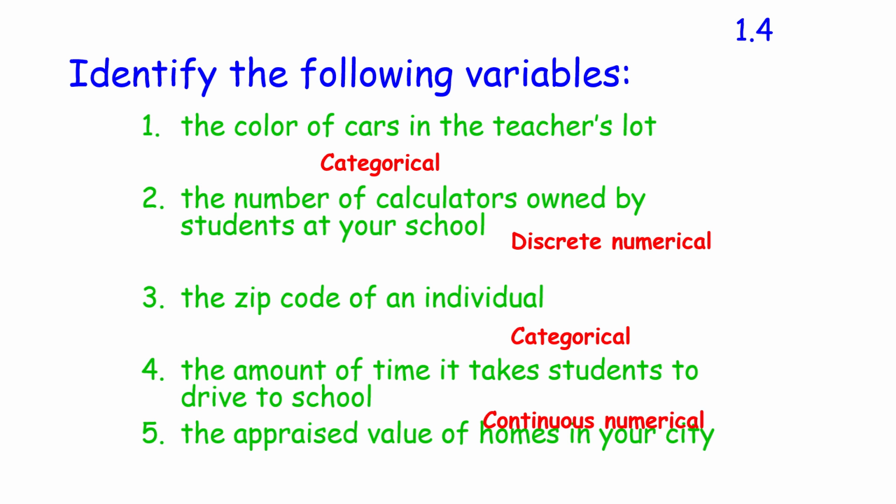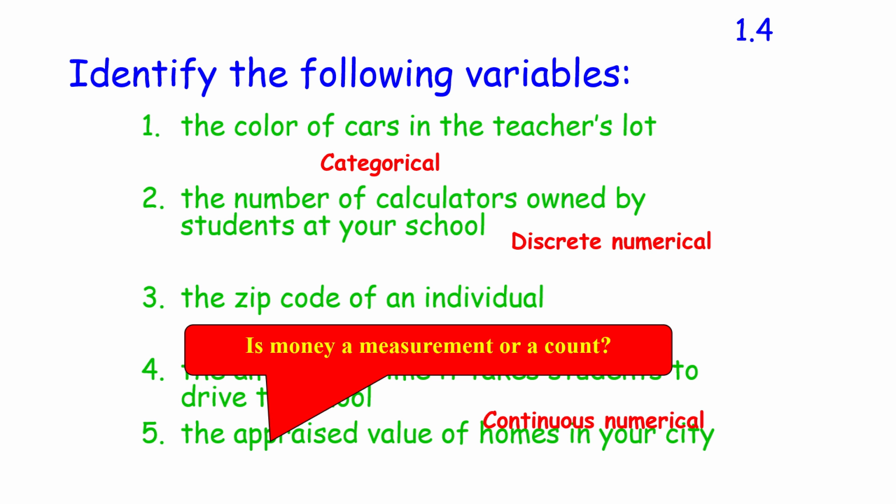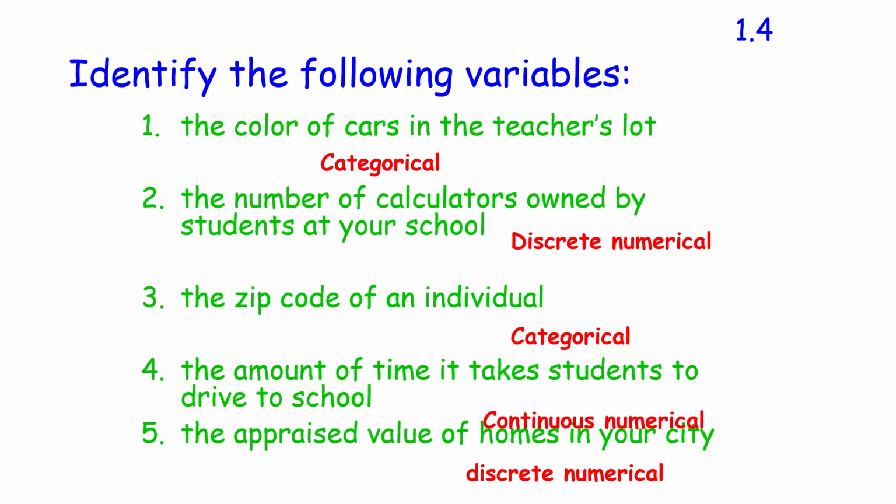Let's try one more. How about the appraised value of homes in your city? Now, appraised value means money. So is that going to be categorical or numerical? It's going to be numerical. Now, money can be discrete or continuous depending on the variable. So we need to ask ourselves, when it's talking about appraised value, is money a measurement or a count? And in this particular instance, because of our variable, it is a count. So it is a discrete numerical.